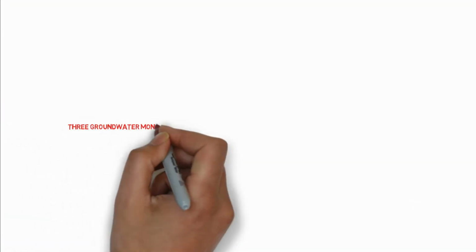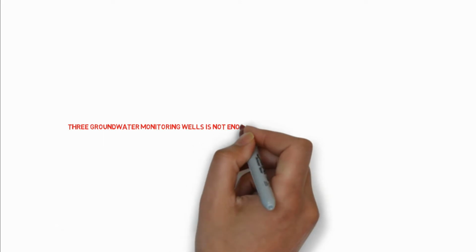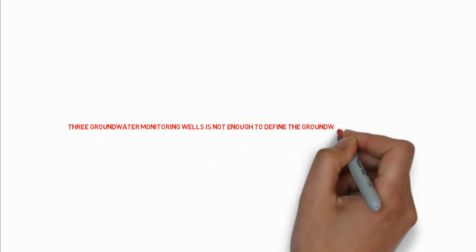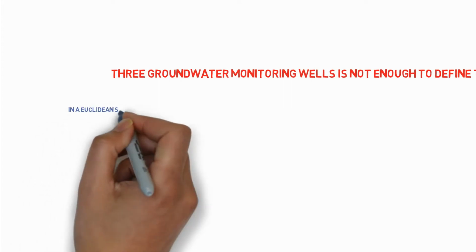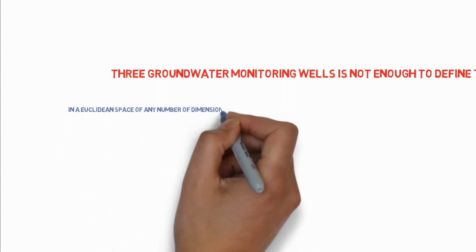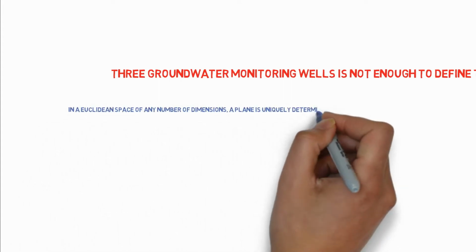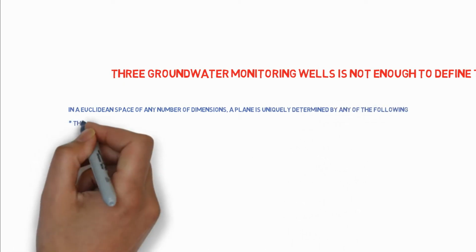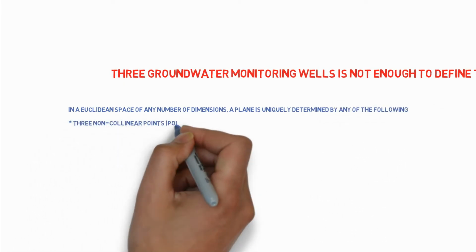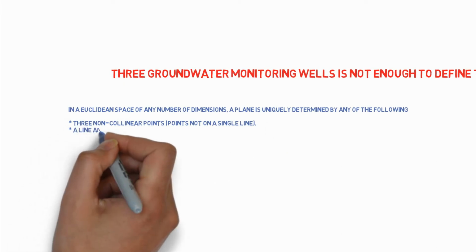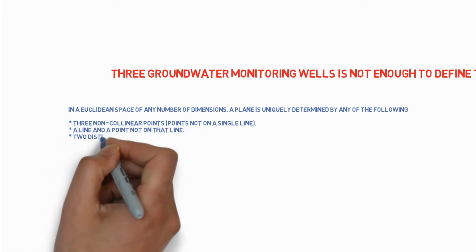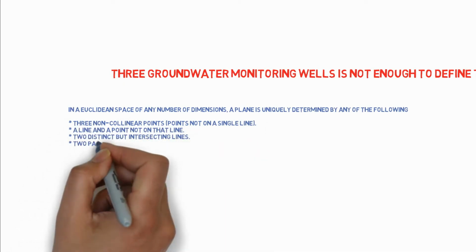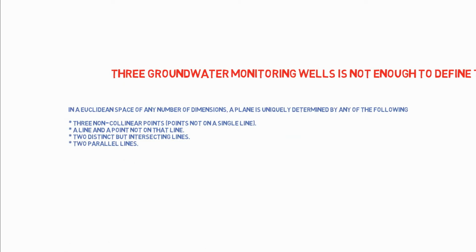Three groundwater monitoring wells is not enough to define the groundwater flow direction. In a Euclidean space of any number of dimensions, a plane is uniquely determined by any of the following: three non-collinear points, points not on a single line, a line and a point not on that line, two distinct but intersecting lines, or two parallel lines.